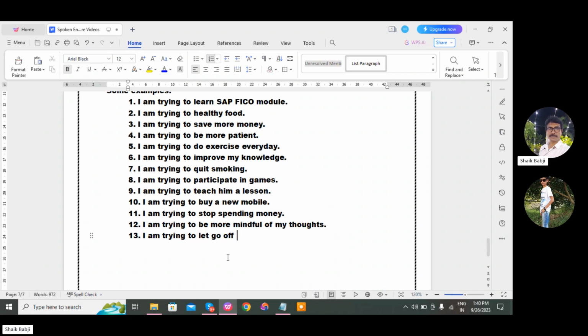I am trying to let go of past habits. I am trying to simplify my life. I am trying to learn a new skill. I am trying to stop my bad habits.